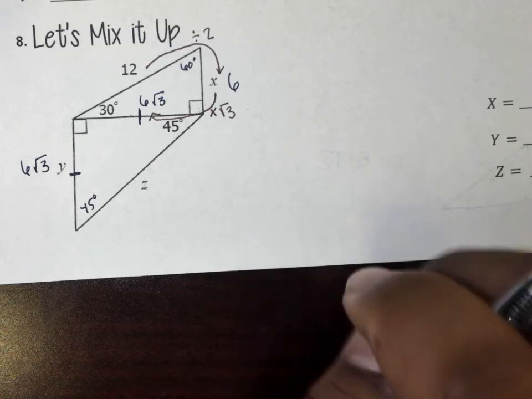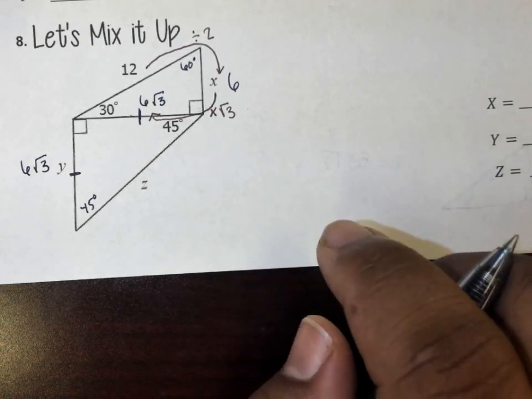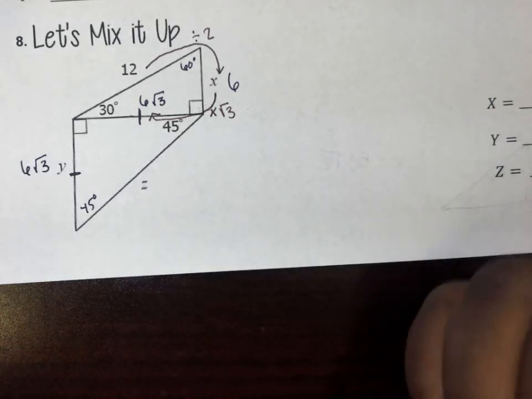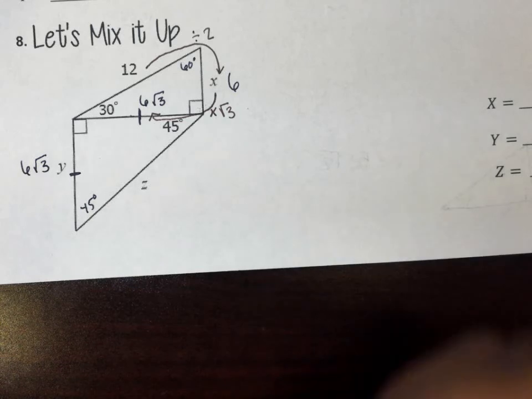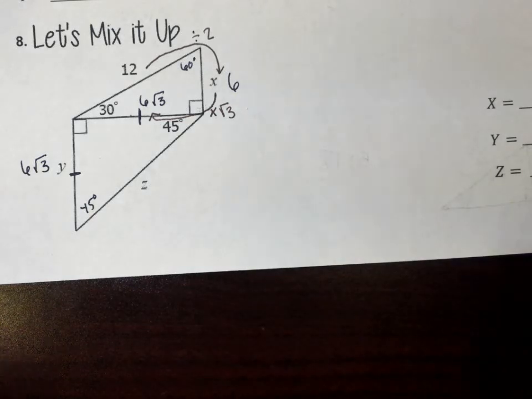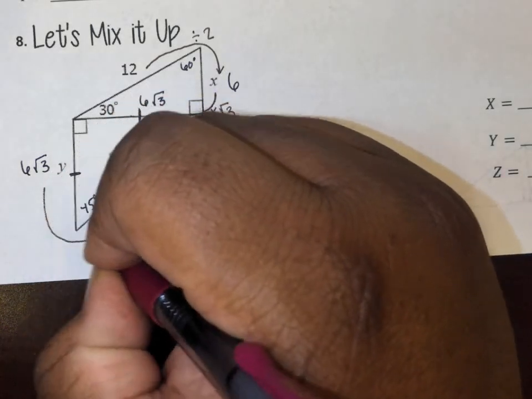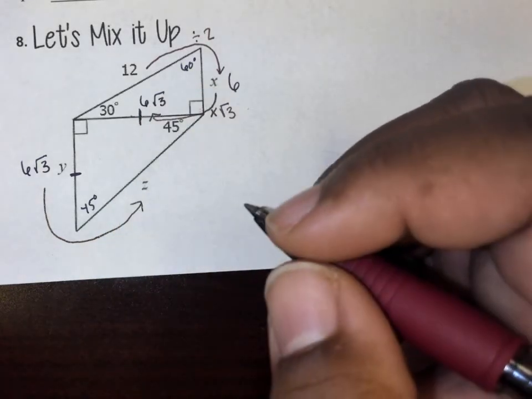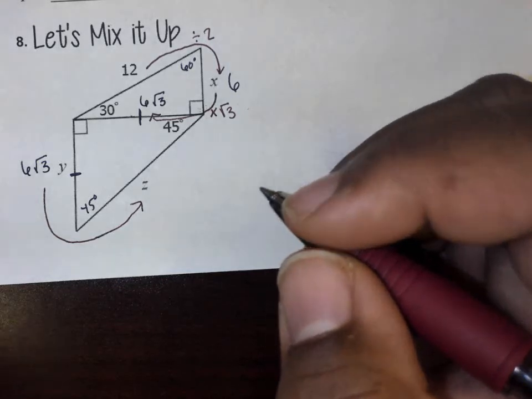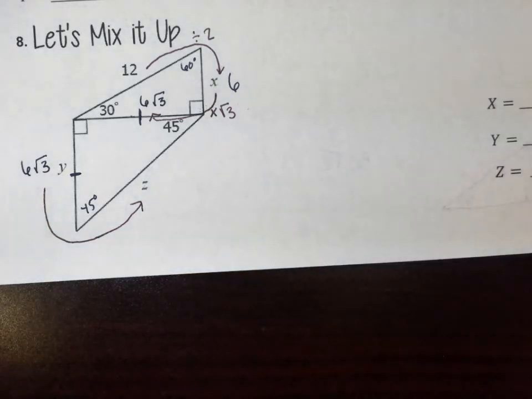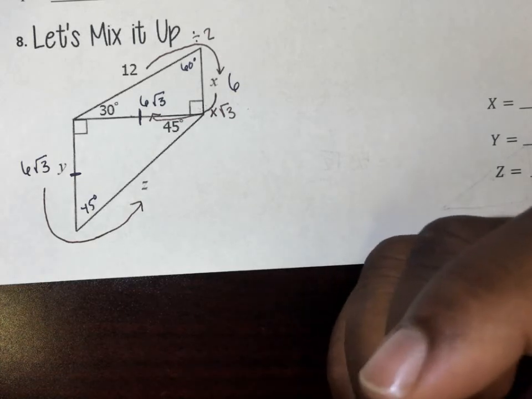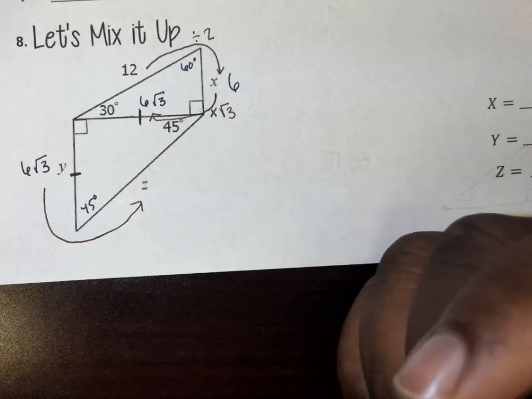And then the last thing. Now I'm in my 45, 45, 90 triangle. I need to know Z, which is my hypotenuse. So to get the hypotenuse on the 45, 45, 90, what are you going to do? Multiply by what? Say it again? No. Look at this. You looking at the 45, 45, 90 stuff? See, I told you how to switch your brain over.